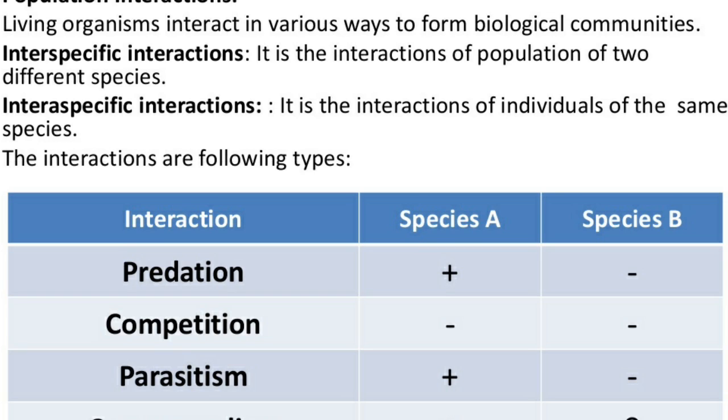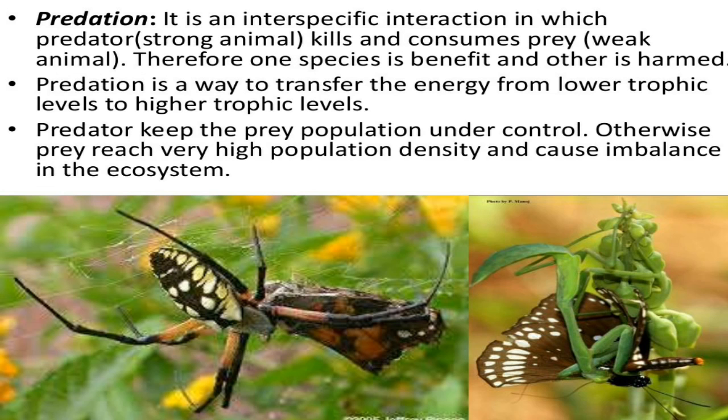In predation, species A is benefited, species B is at a loss. Competition, both are negative, meaning both are at a loss. Parasitism, one gets benefited and one is at a loss. Predation is an interspecific interaction in which predators, strong animals, kill and consume prey, weak animals. Therefore, one species is benefited and another is harmed.